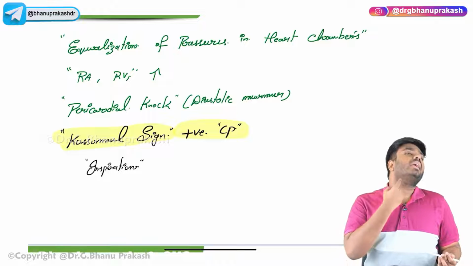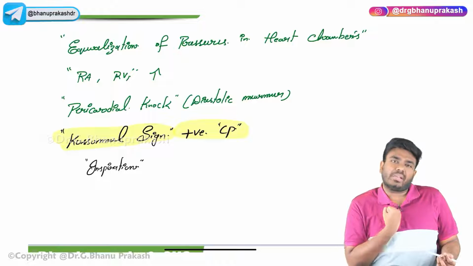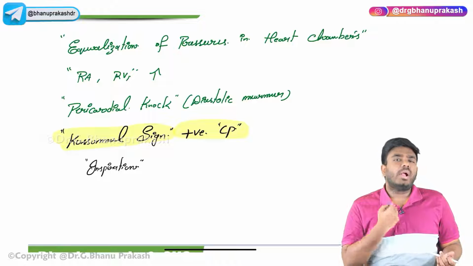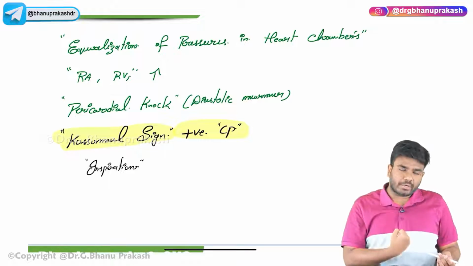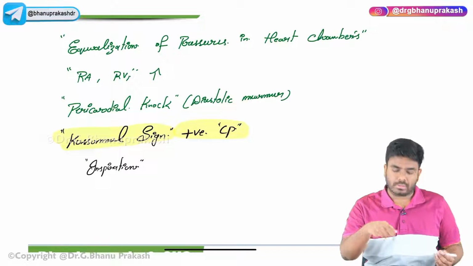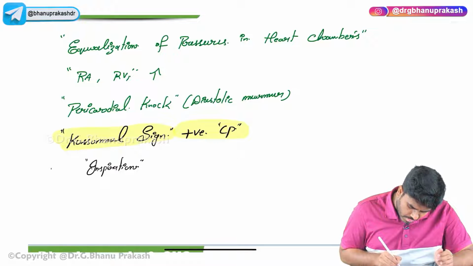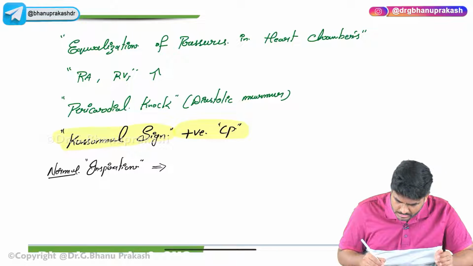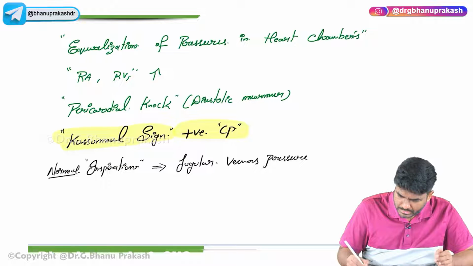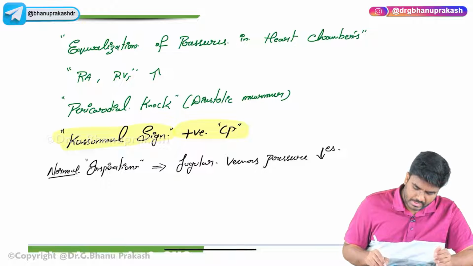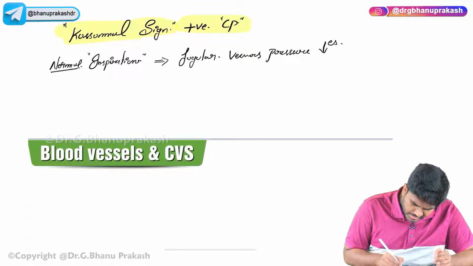Even from the superior vena cava and internal jugular veins, the blood is going to be sucked into the right atrium. So what happens to the jugular venous pressure? During inspiration, the pressure will go down because all the venous blood is going to drain into the right atrium. So the pressure in the internal jugular veins will come down. Let me write what is normal first. Normally during inspiration, the jugular venous pressure decreases.